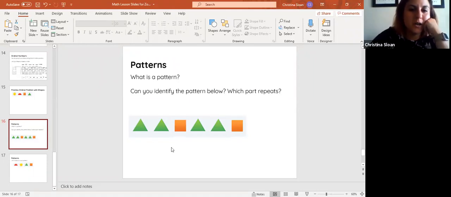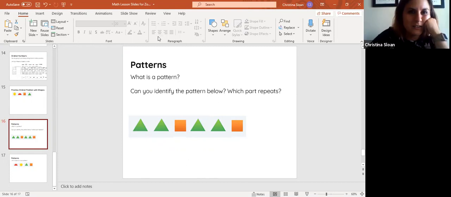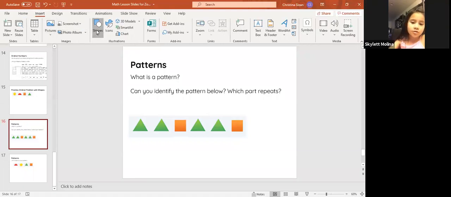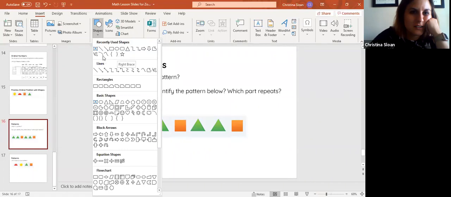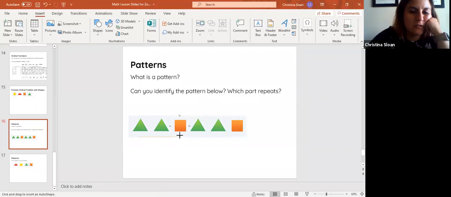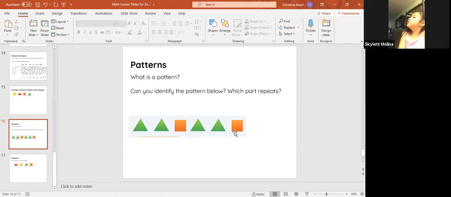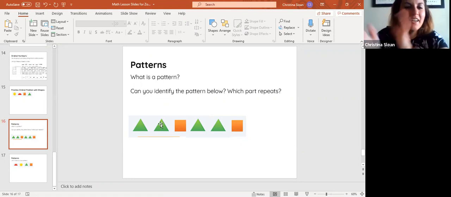So what's the repeating part? What part repeats over and over? What are the two ones that repeat? Look at what shape is that? Triangle. What's the next one? Square. No, look at the other one. They're the same. What are they? Triangle. Very good. So the part that repeats over and over is triangle, triangle, square. What comes after the square? Triangle, triangle. Very good. Nice job, Skyla.